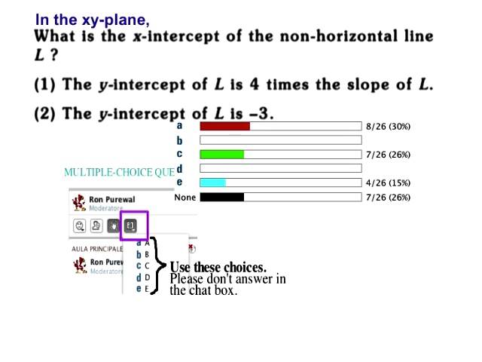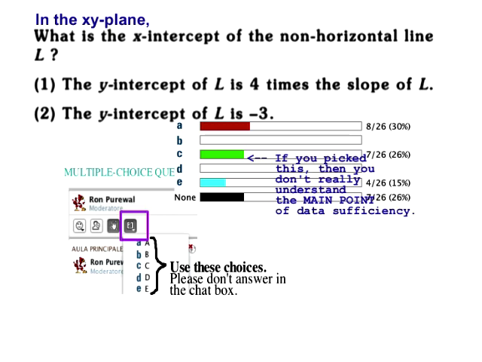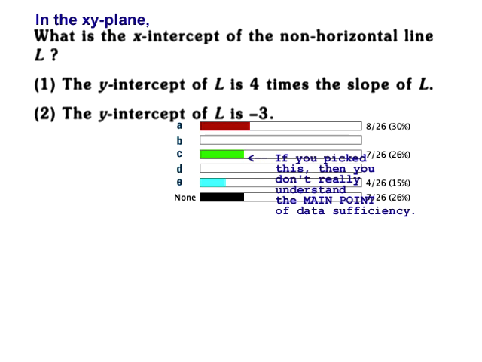If you picked this choice right here, if you're in this group that picked this answer, if you pick C, then you still don't really understand the main point of data sufficiency. Let's talk about that.